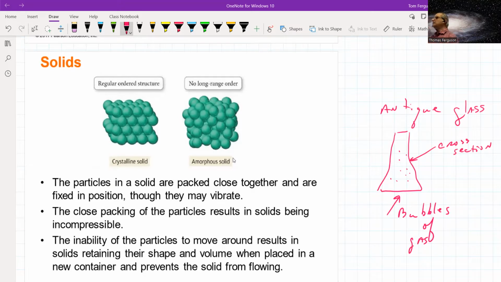You'll see tiny bubbles. And again, it's because of the movement. But the fact that it's moving takes in gas.